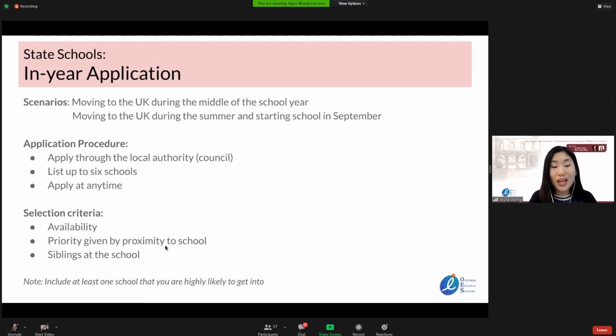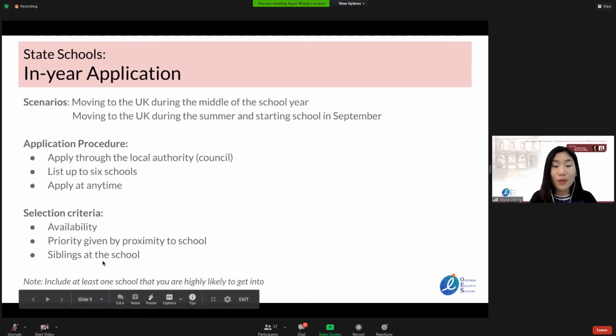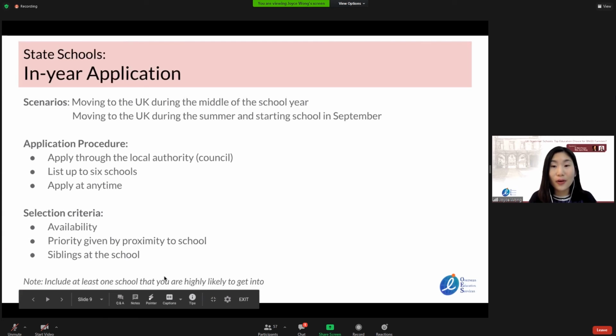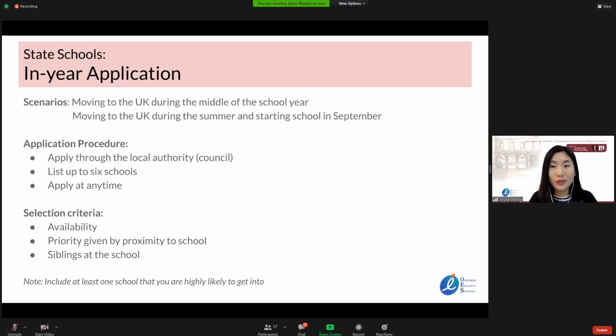That catchment area could be very small, like a few streets, or it could be much wider, looking at a few kilometers. They also look at whether you have any siblings at the school. If you have more than one child and you put one child into a state school first, the second child is more likely to get into that state school as well. Again, you can only list up to six schools in some places, and in some places only three. If you're moving to an area and applying only to oversubscribed popular schools, you'll find it very hard to actually get into those schools. You might find that you get put into a randomly allocated school because those are full.